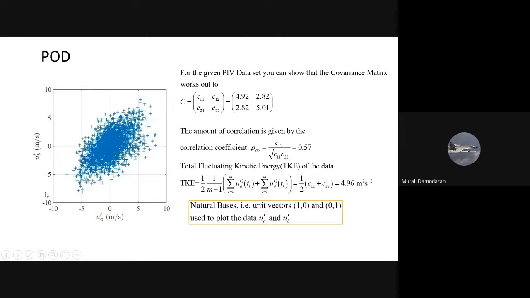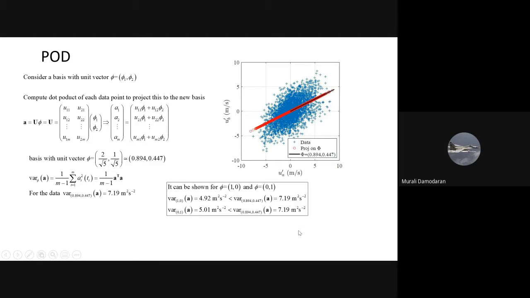Now the question is, instead of just sticking to the natural basis, can I project it onto other bases, like an inclined line along this line here? So I will consider a basis vector. The unit vector will be this one here. Its components are that. And then I compute the dot product.